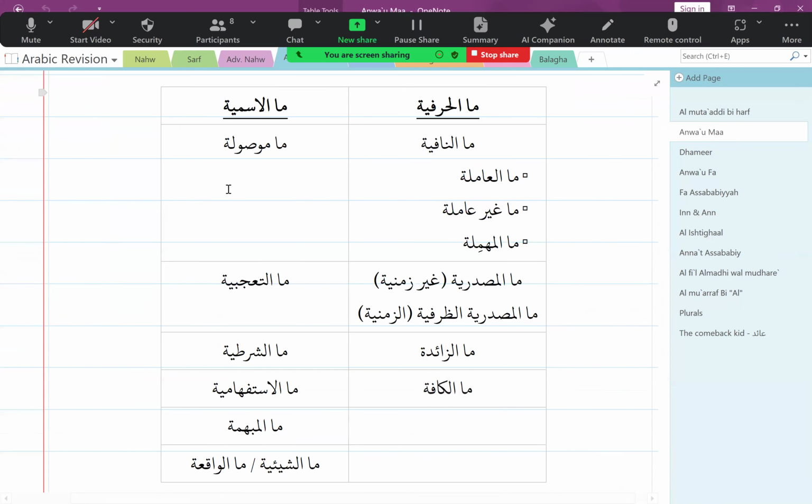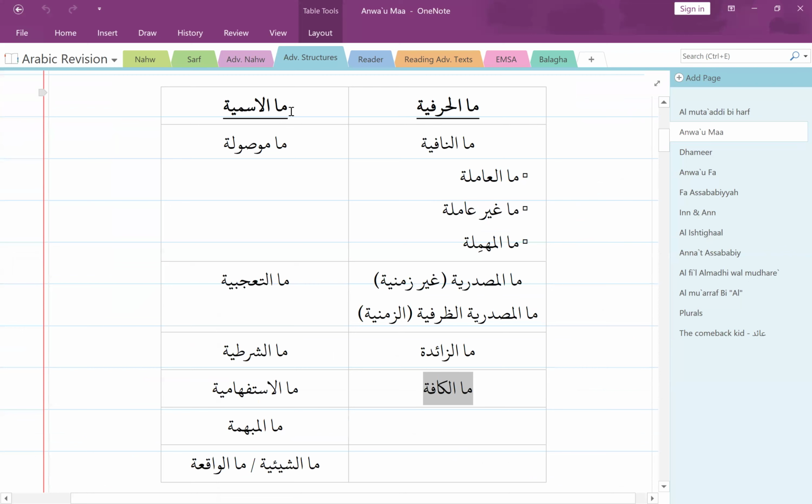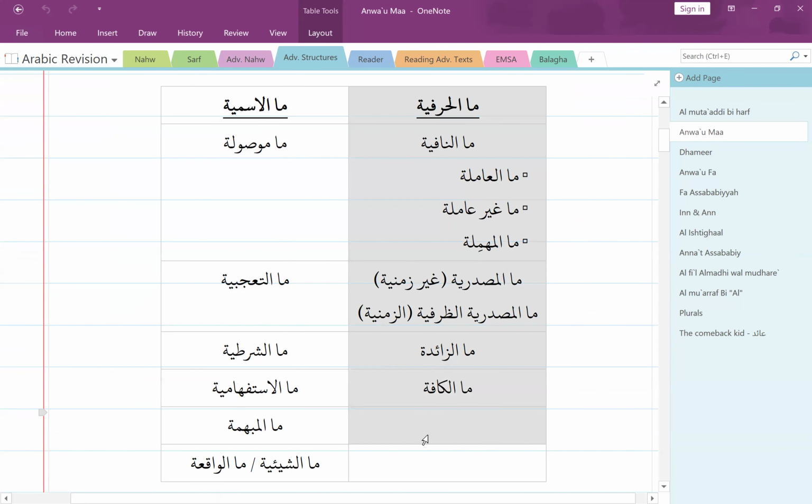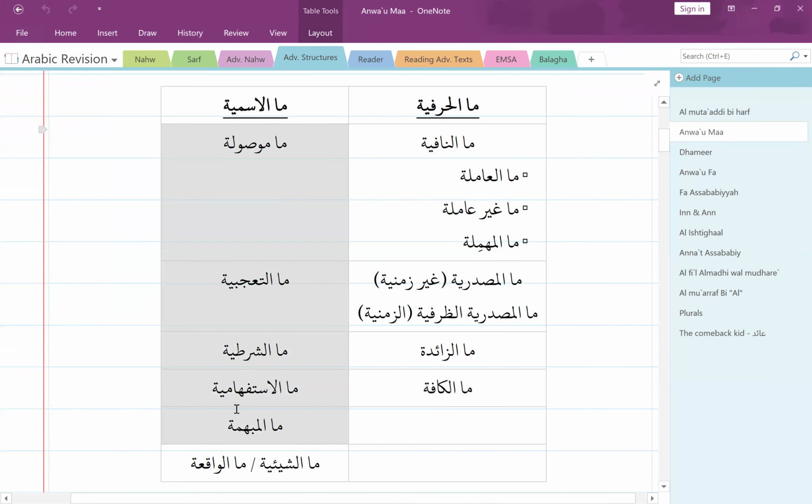Yes. Okay, so you have 2 categories. You have mas that are isms, and then you have mas that are harfs. So 4 kinds of mas are harf. Ma nafiya, ma masdariya, ma zaida, ma kafa. These are the harfs. Okay, and everything else is an ism.